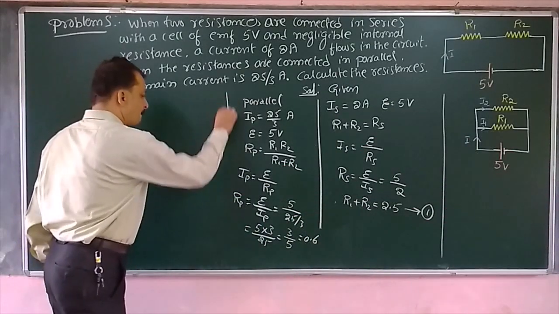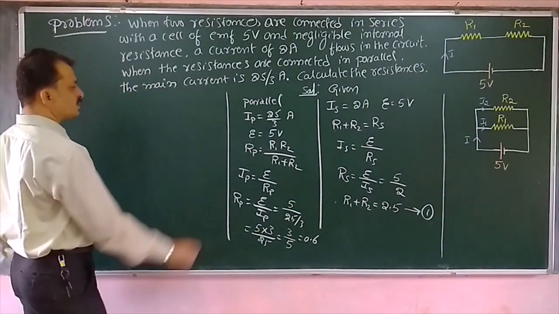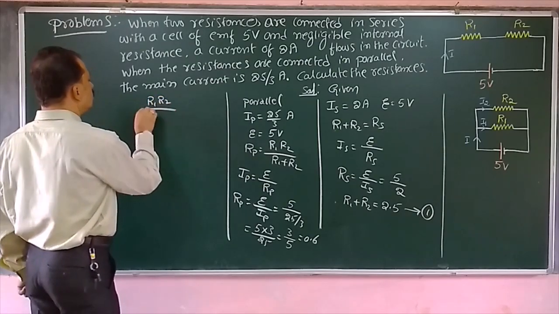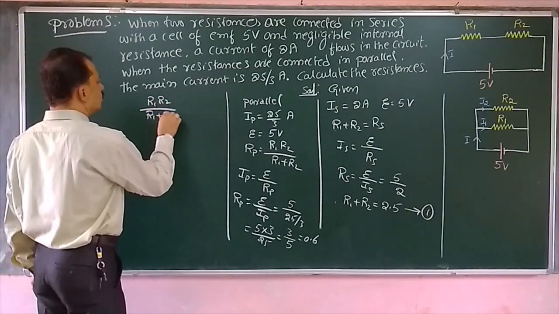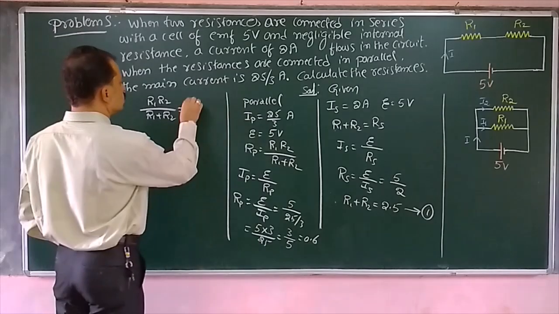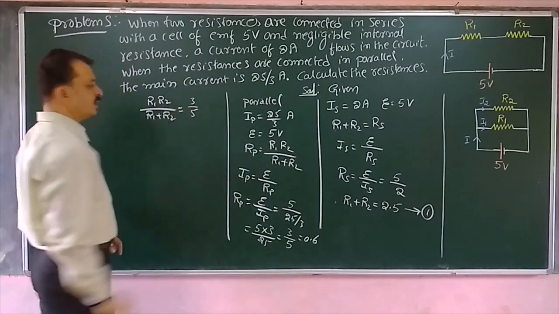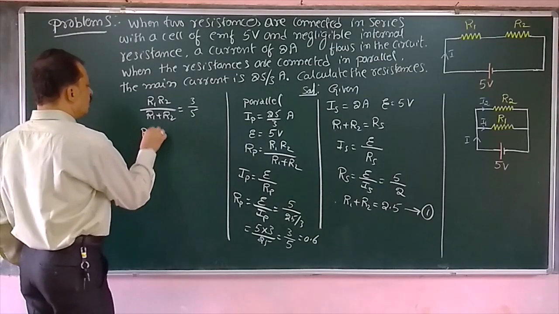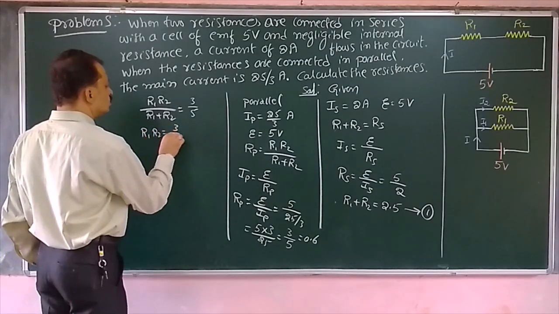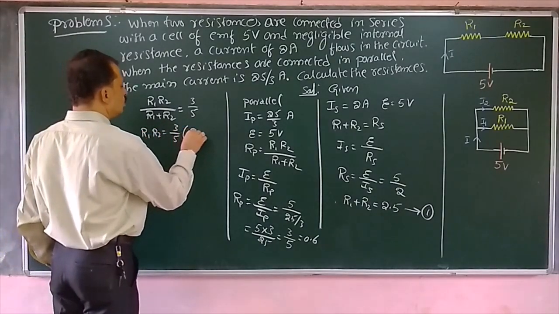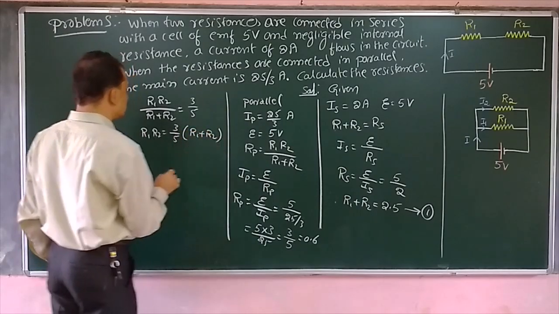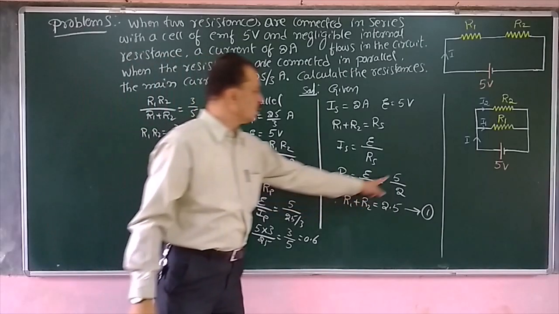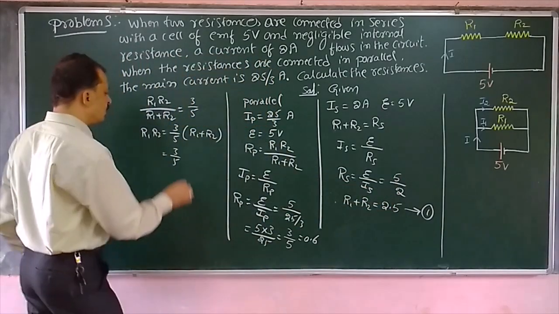Substituting for RP, let us do the substitution. Therefore R1 R2 divided by R1 plus R2 is equal to 3 by 5. Now cross multiplying, R1 R2 is equal to 3 by 5 into R1 plus R2. Now 3 by 5, what is R1 plus R2? It is 5 by 2.